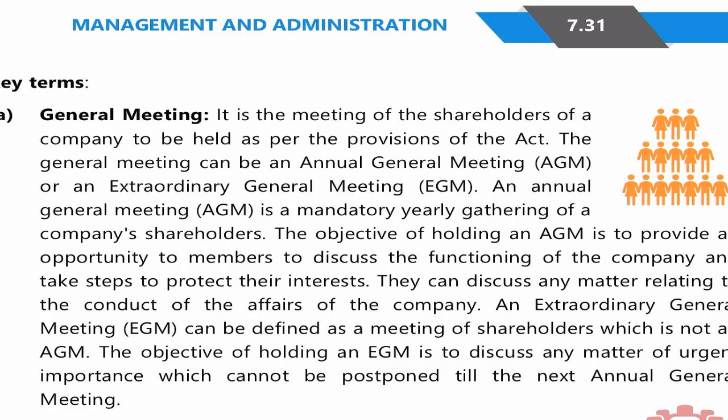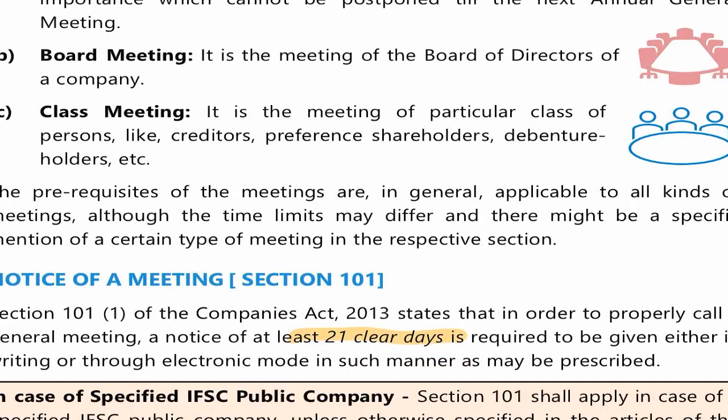Board meeting: it is a meeting of the board of directors of a company. What do the affairs of a company mean? A company is an artificial person. Class meeting: it is a meeting of a particular class of persons like creditors, shareholders, debenture holders, etc.